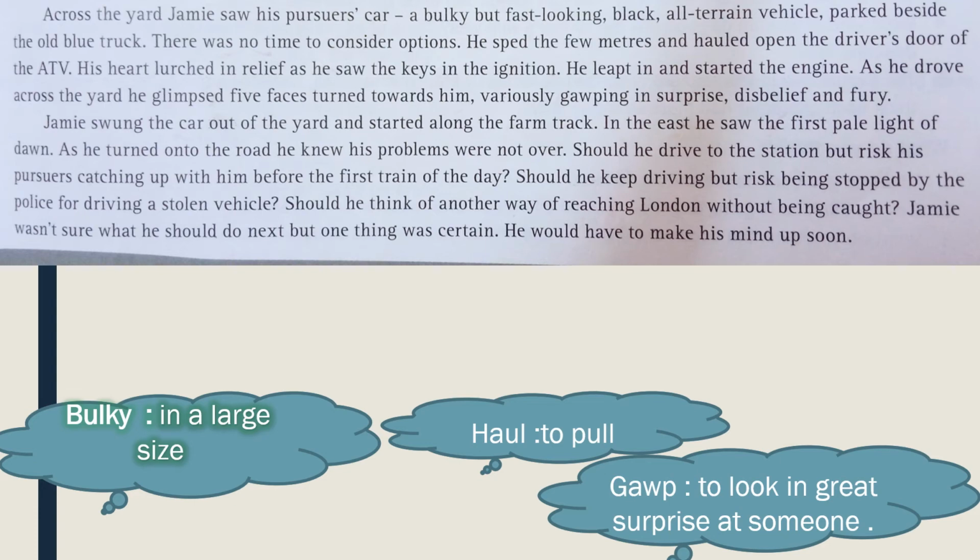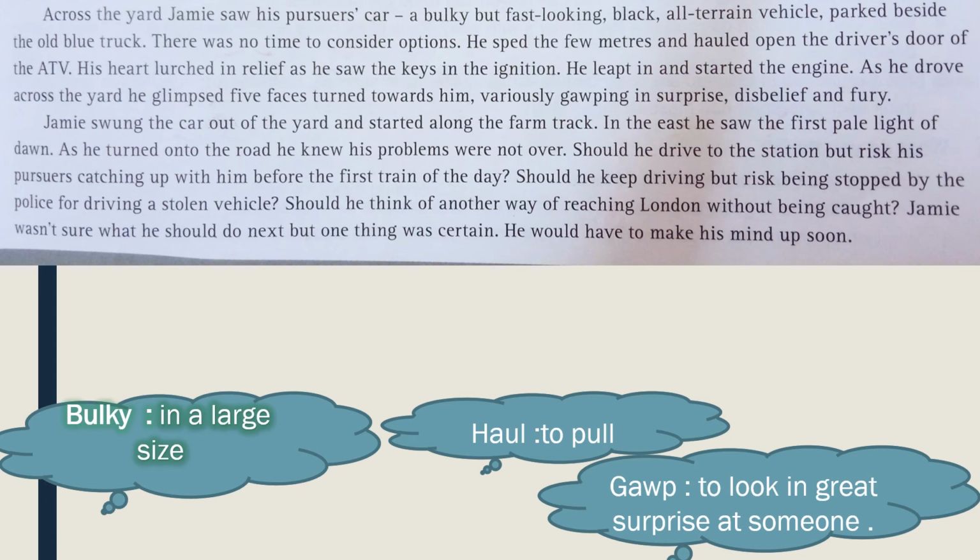Started along the farm track. In the east he saw the first pale light of dawn. He saw that the dawn light had appeared. As he turned into the road he knew his problems weren't over. Was his problem over? I tell you, it was not. So he is going to think, what should I do? Should he drive to the station but risk his pursuers catching up with him? Maybe he could go to the station, but they might catch him before the first train of the day.